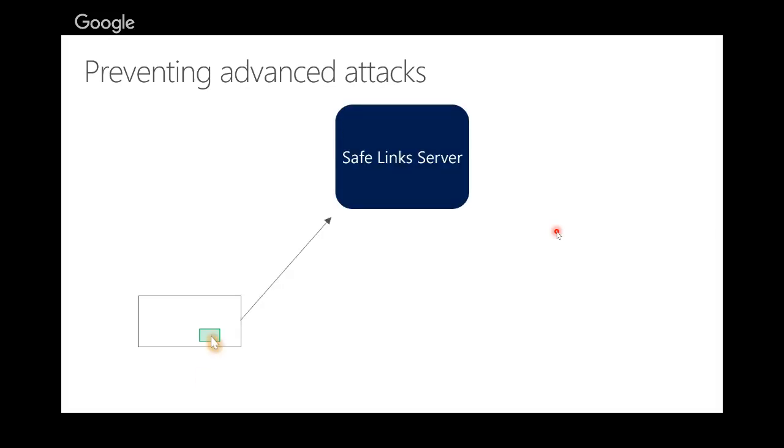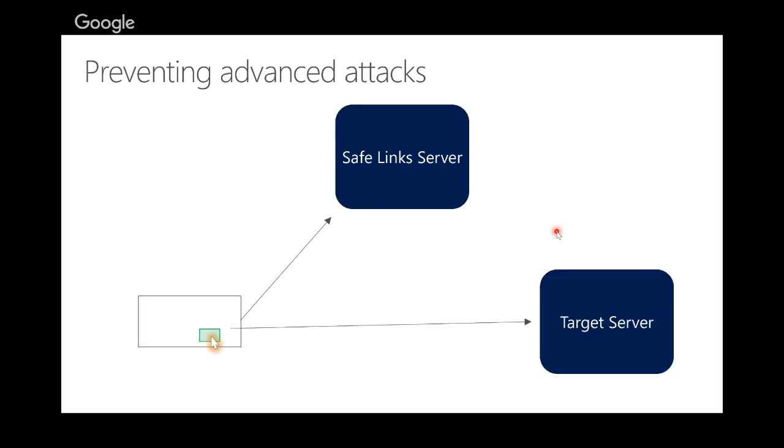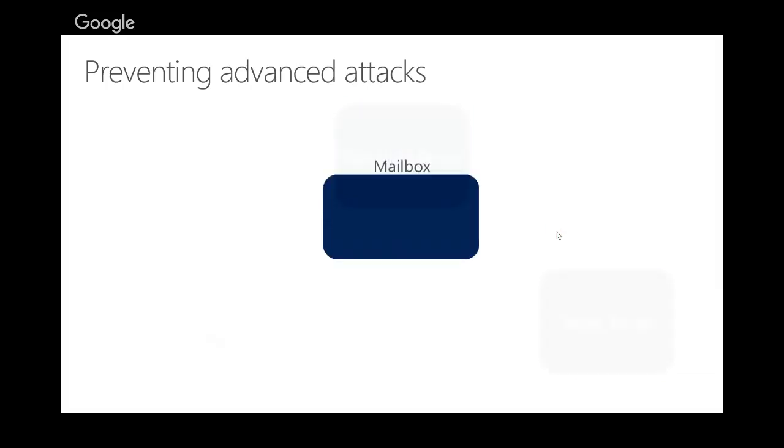When you click this, it will go to the link server, and that link is checked in real time. Microsoft compares it with their list on the back end. If it is safe, they allow the traffic to go to the target server. Otherwise, they will say, okay, sorry, we cannot allow this to go to the next step. So this is how it works, and then the last step is zero-hour purge.